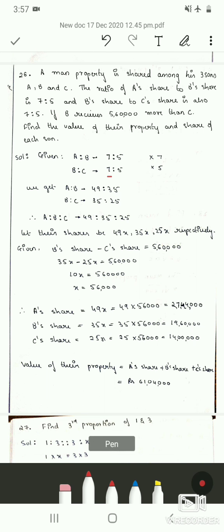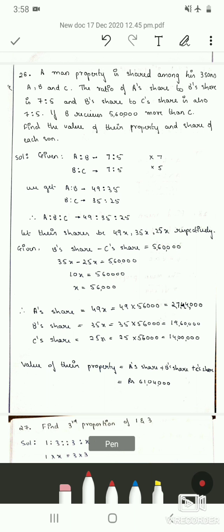Whatever the B value will be here, multiply it to the first term, and whatever the value of B will be here, multiply it to the second ratio. So you can balance the equation. Therefore we can write A is to B is to C as 49 is to 35 is to 25. So now let their share be 49x, 35x and 25x respectively.